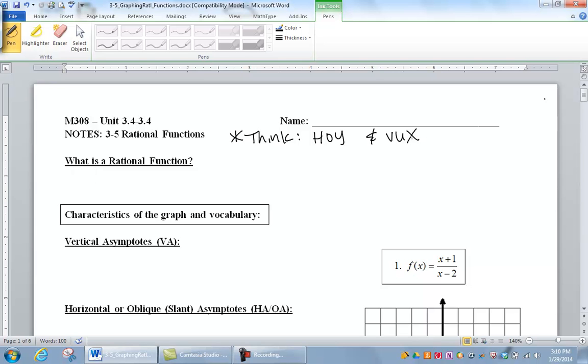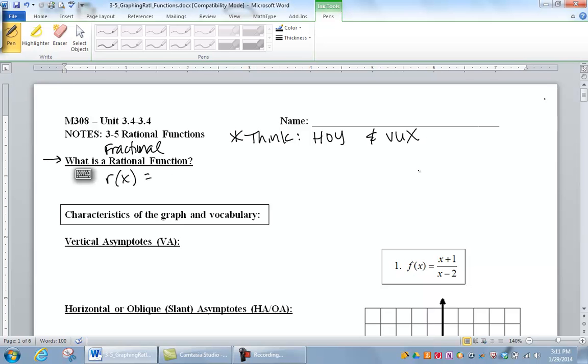So just keep those in mind, kind of have that in the back of your head as we're going through these notes. You do need to know what a rational function is. Remember, rational means fractional. So they're all a bunch of fractions, and if you glance through the notes packet, we're graphing a bunch of fractions here.